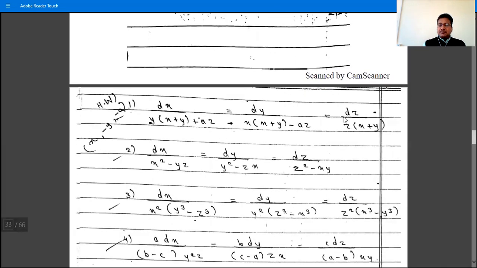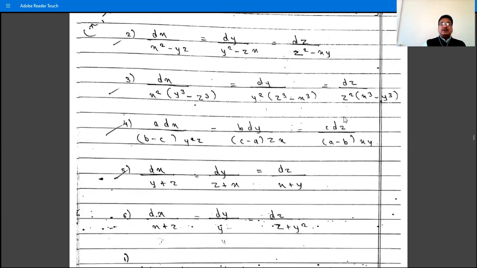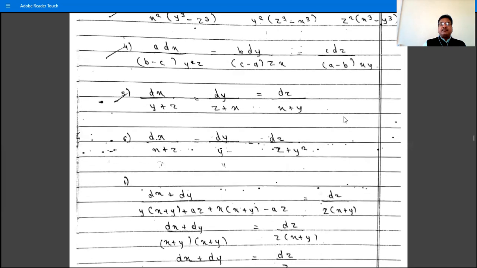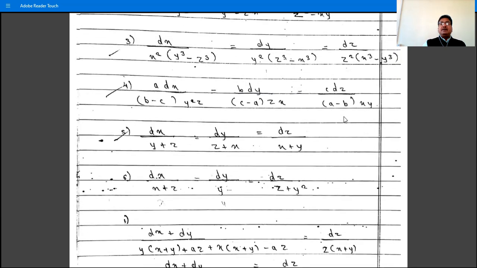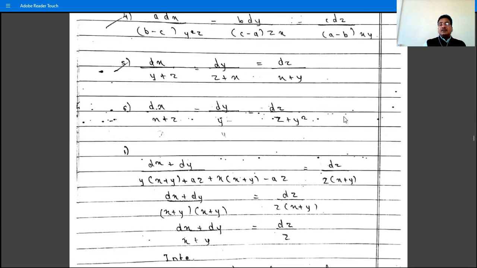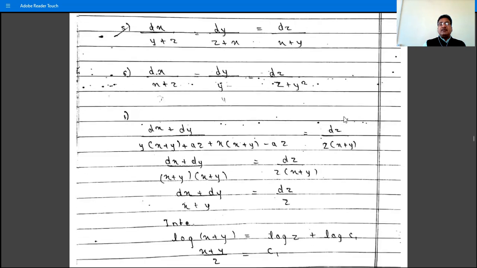So these are the problems for homework. Actually their solutions are given also. Examples of the type dx by P, dy by Q, dz by R. So the solutions of some problems are given here.